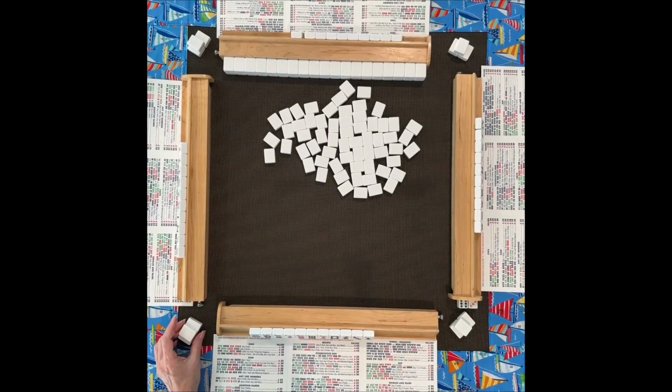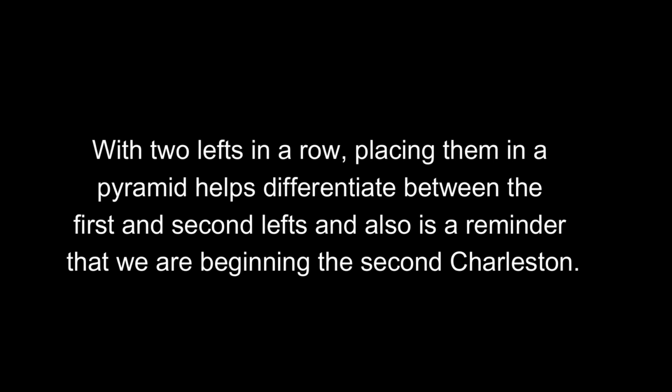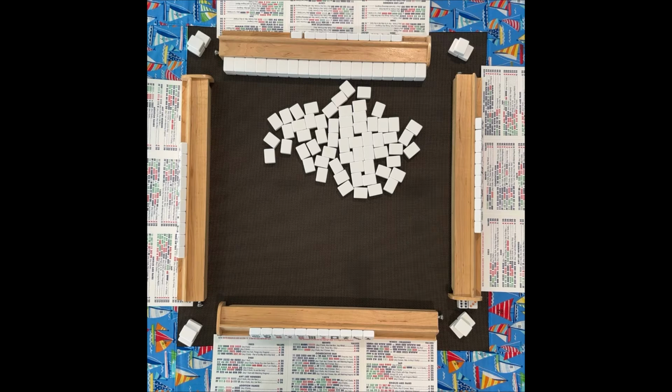All right, if you're already thinking about why we stack the Charleston into a pyramid like this, some people say take two tiles and put a hat on it. The reason is because there are two lefts that follow each other, the first left and the second left. This is a very, very nice reminder that you're on the second left. It is also an indication that you are starting the second Charleston and the second left. So this will be the second left that we're performing.